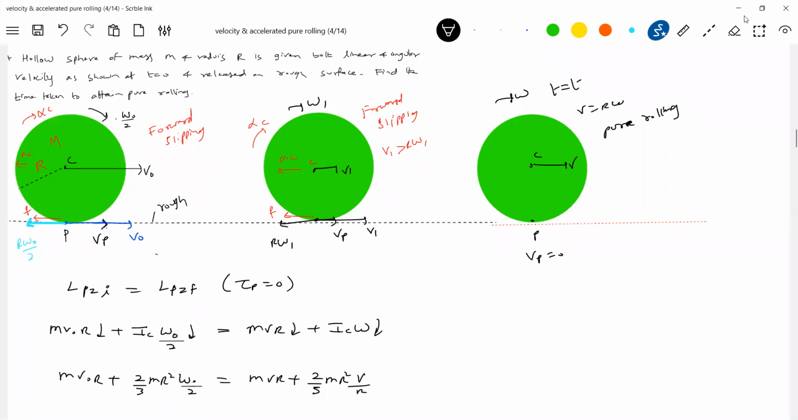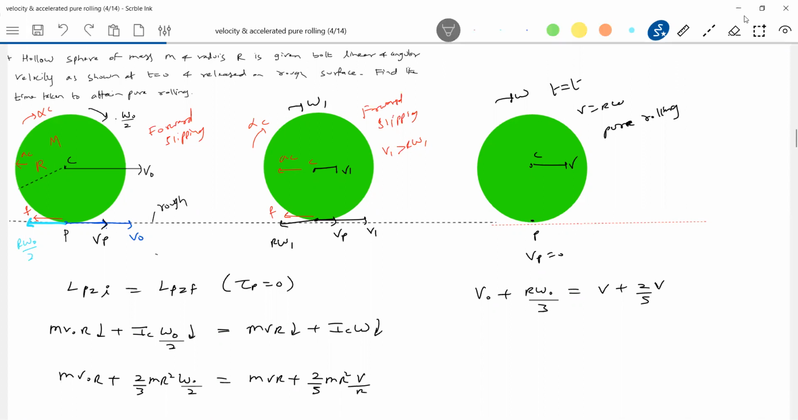Now what to do LHS? We have both V0 and numerically V0 equal to R omega. But here the tangential velocity given is omega naught by 2. So I'll substitute things. You can see MR gets cancelled. V0, R omega naught by 3. V plus 2V by 5. What to do? R omega naught. Numerically, V0 is equal to R omega naught.